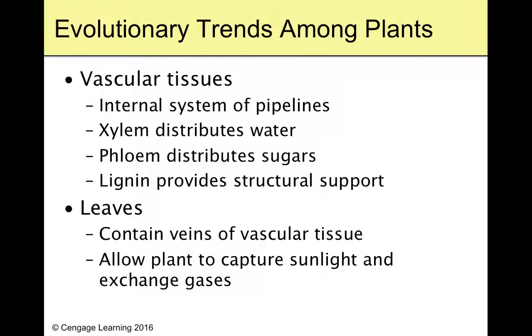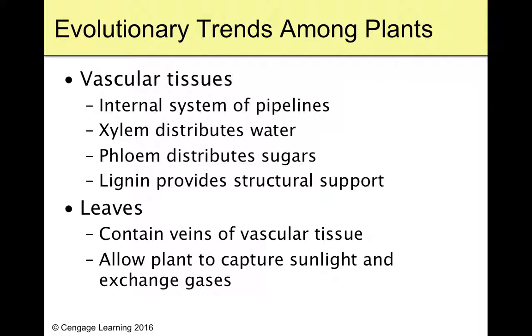Now, xylem and phloem have a really tough substance in them called lignin, and lignin provides a lot of structural support. The very simple water conducting tubes in mosses do not have lignin, and that's why we don't consider them true xylem. Of course, if you're going to be a plant, you need to have some sort of leaves, no duh, right?